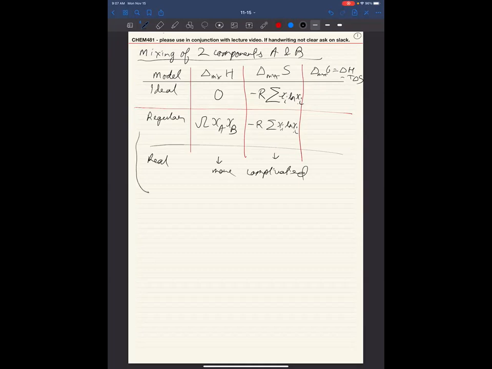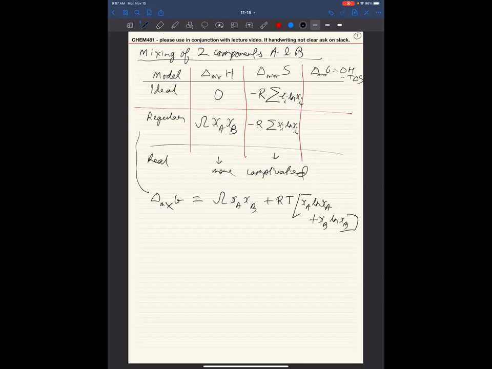So in the regular solution model, we therefore have delta mixing of G equal to omega xa xb minus T delta S. So that's going to be plus RT. And I will write it down for a binary model. So I will get rid of the summation and just write down explicitly what it is. Xa ln xa plus xb ln xb. This term here is what we are going to look at today.